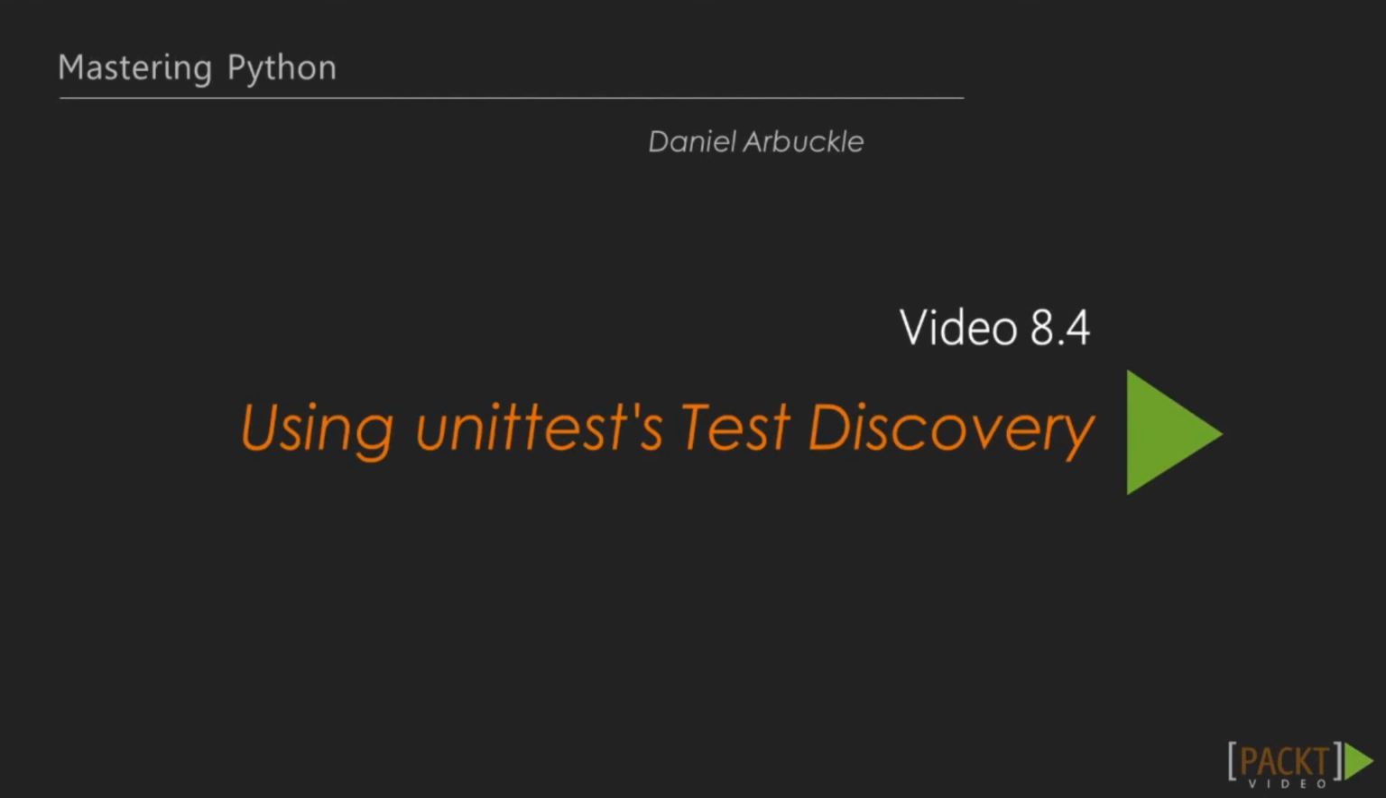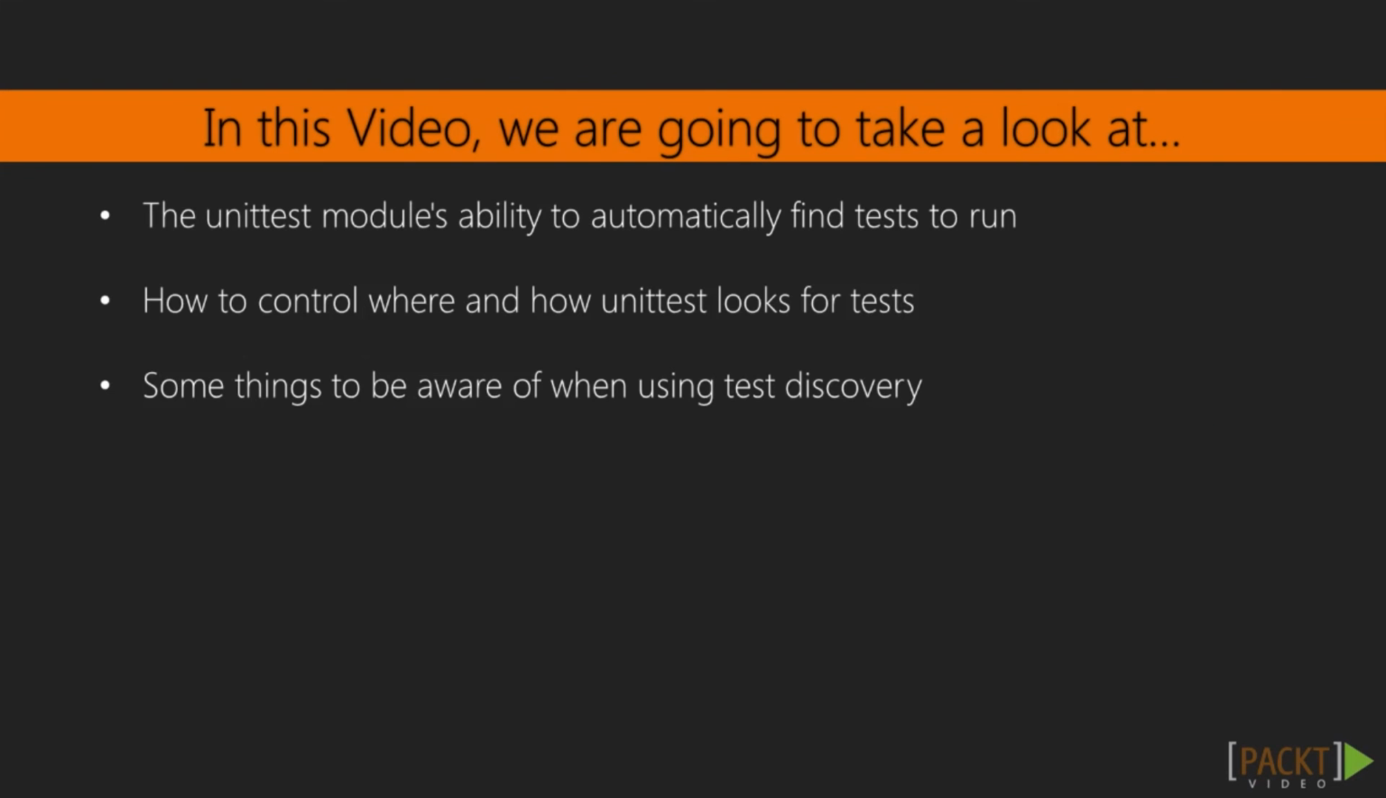8.4, using unittest's test discovery functionality. We're going to look at unittest's ability to find tests to run automatically rather than being told which ones to run. We're going to see how to control that search, and we're going to look at a few things to keep in mind when we're using this capability.